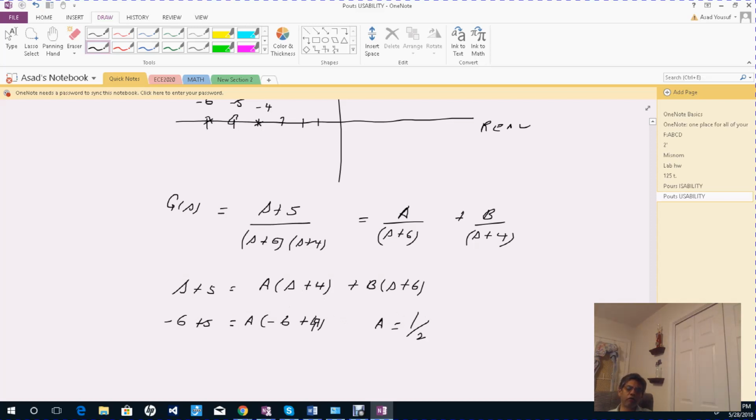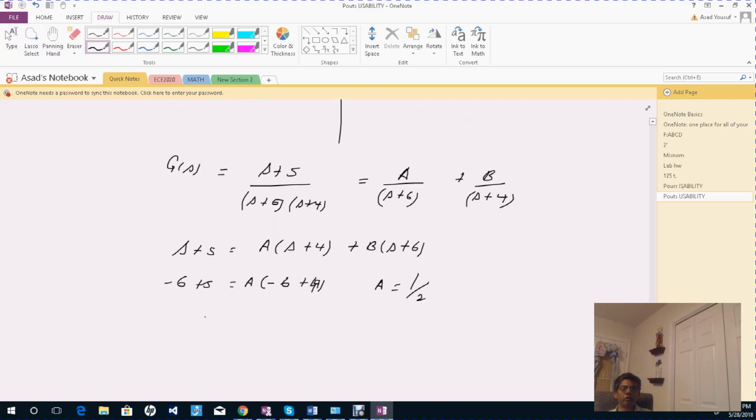Suppose we want to get rid of A, we put s = -4. So let's try that out. When s = -4, A drops out, and that will be 2B, so B will be equal to 1/2 again. So here you go, you can write G(s) in this format: (1/2)/(s + 6) plus (1/2)/(s + 4).